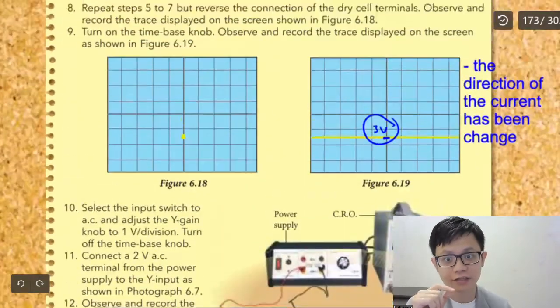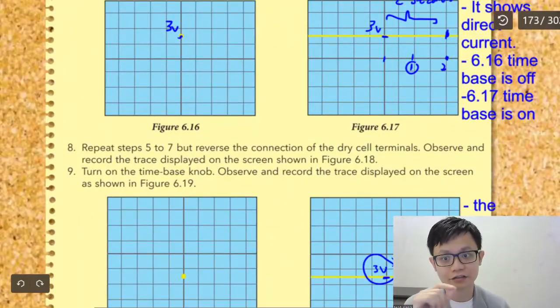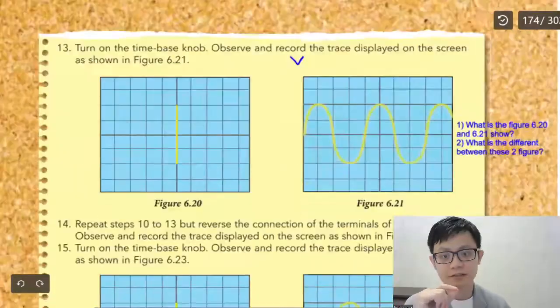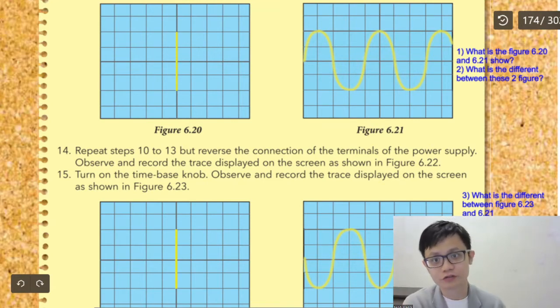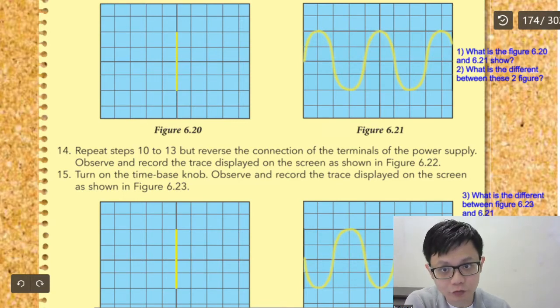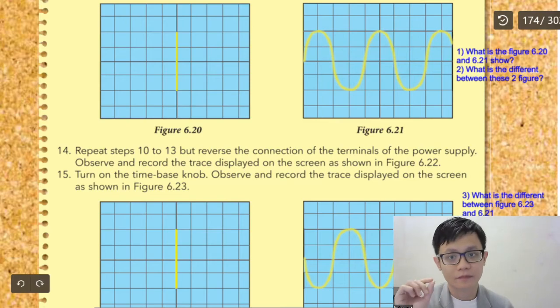Of course, these two show direct current, and these two show alternating current. What is the difference between these two figures? In figure 6.20, there is no time shown, because the time base is off. In 6.21, the time base is on.